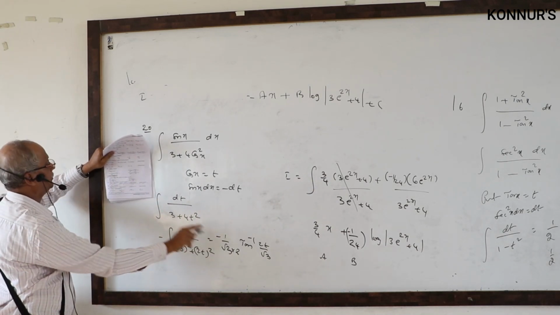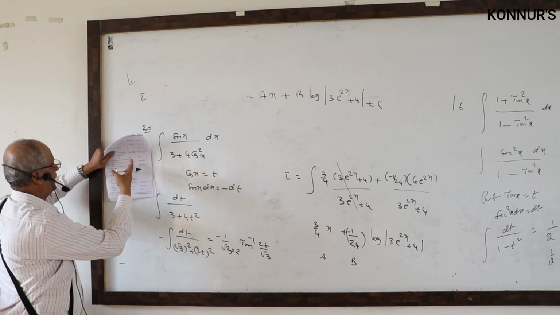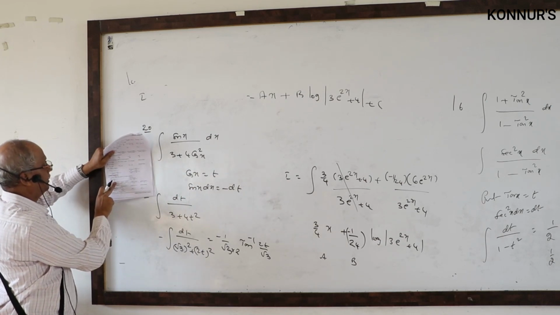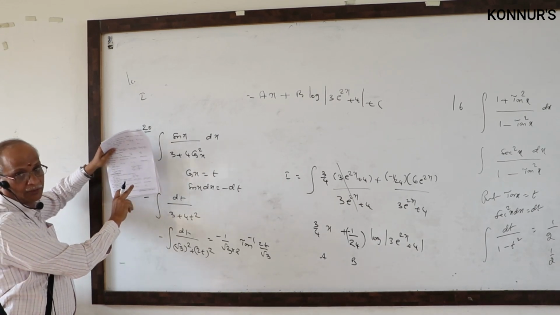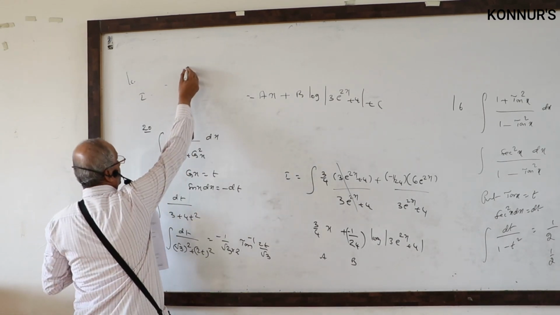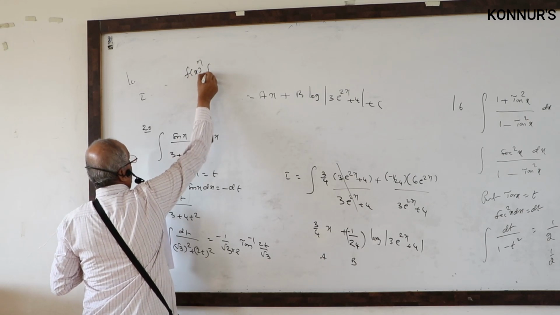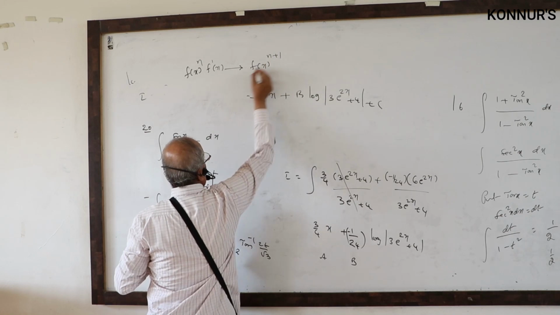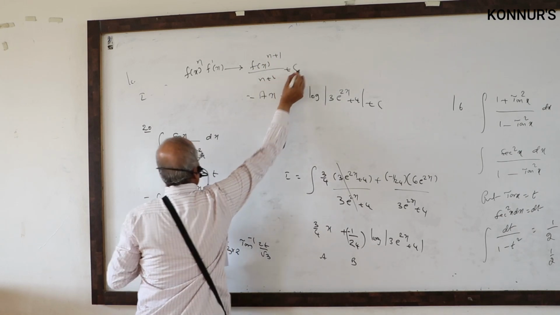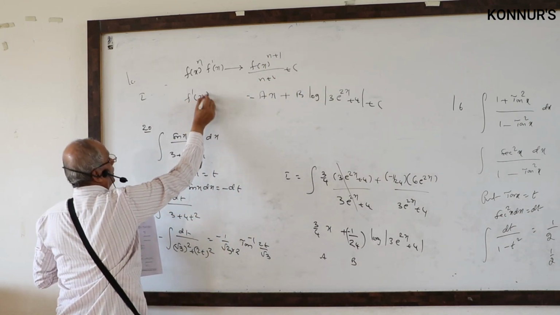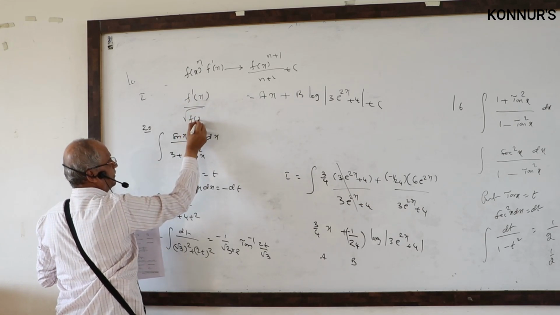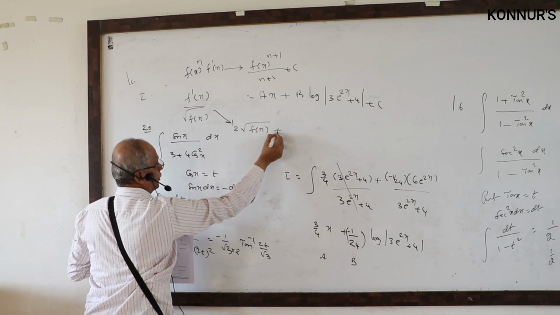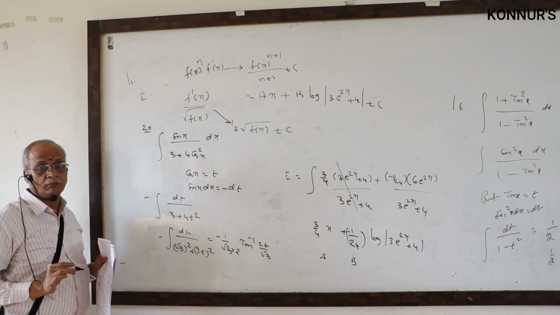2 cos x by root 3. This is about some basic problems. In the assignment also we discussed some problems here. The formula f(x) power n into f dash x is important. What is the integration? f of x power n plus 1 by n plus 1. And one more very useful, f dash x by root f(x). What is the answer for this? Immediately 2 root f of x, without doing any solution.